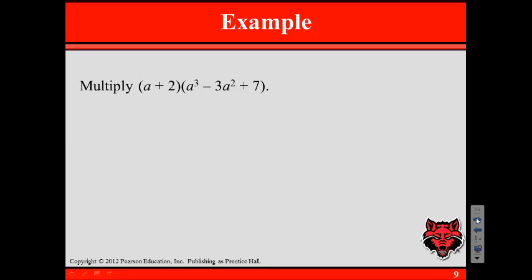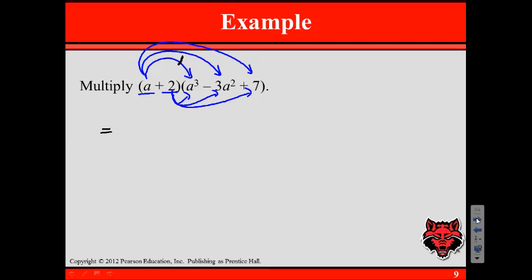Multiply two polynomials when each of those polynomials has more than two terms. So in this case, we have one binomial, a plus 2. We have a trinomial, a cubed minus 3a squared plus 7. The only difference here is we will have more arrows. So we take the first term in the first polynomial, multiply it to each term in the second polynomial, the second term in the first polynomial, times each term in the second polynomial. And let's write the products as we go.